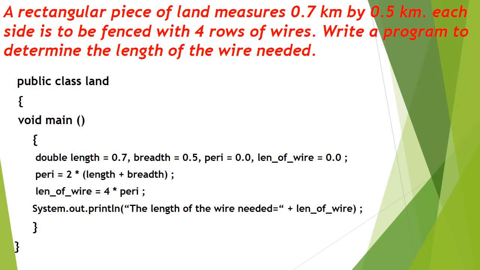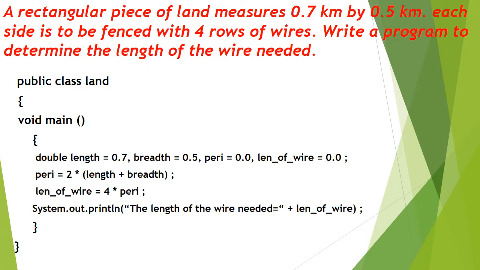So the first question which I gave in the homework was: a rectangular piece of land measures 0.7 kilometer by 0.5 kilometer. Each side is to be fenced with 4 rows of wires. Write a program to determine the length of the wire needed. It is clear that the land is of rectangular shape, and obviously it has some length and breadth. So length is 0.7 kilometer and width is 0.5 kilometer.